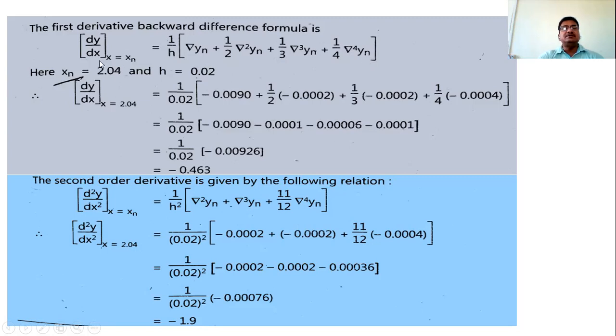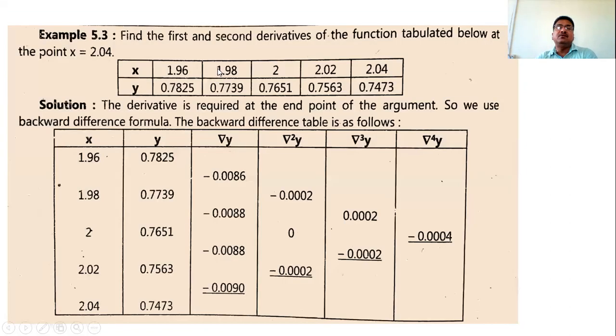And xn, the last point, is what? 2.04. That is, we have to find the derivative at 2.04. So 2.04 is xn. What is h? 0.02. If we observe the values of x, then what is the difference? That is 1.98 minus 1.96, or 2 minus 1.98. If we find this answer, then it is what?